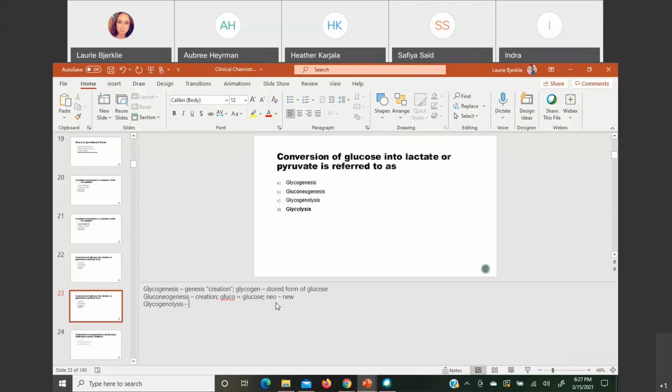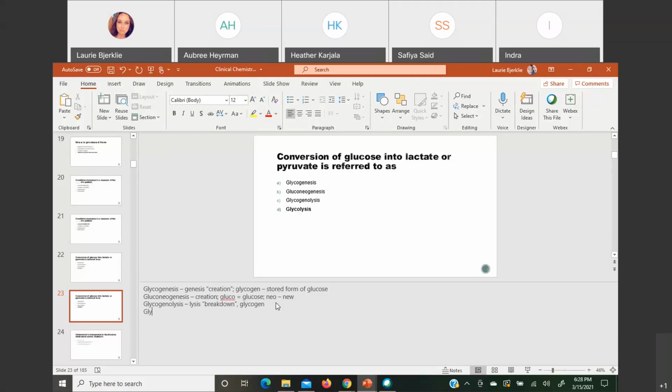Glycogenolysis is the next choice. So in this case, you have lysis, which means breakdown or destruction. And then you have, again, the word glycogen in there. So I know we're going to break down glycogen. And when you break down your glycogen, you're putting it back into glucose because that's what the glycogen is made from, is glucose. So we'll break down the glycogen and it will turn back into glucose. So that is that term.